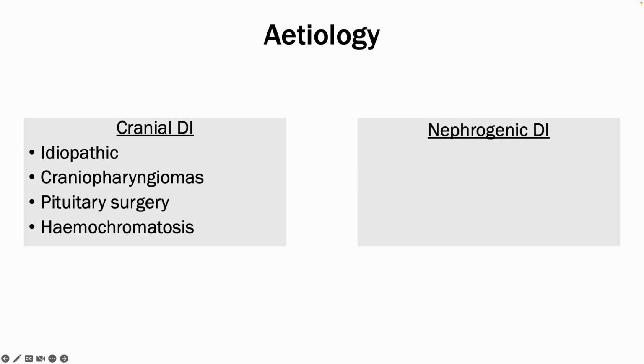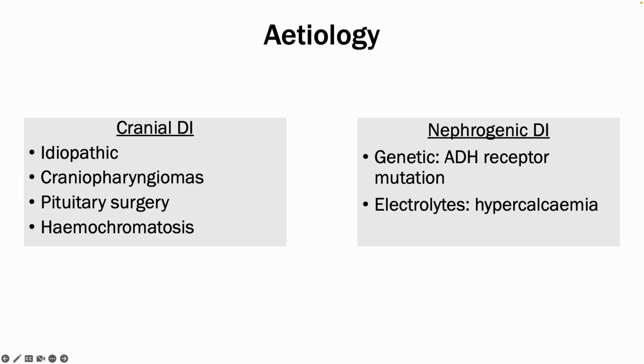In nephrogenic diabetes insipidus, the ADH is produced by the pituitary just fine. However, there are issues with the kidneys actually recognizing it and acting on it. And those can be genetic reasons, such as ADH receptor mutations. Electrolyte disorders, such as hypercalcemia, can induce it. Or medication, such as lithium, can also cause it to occur.